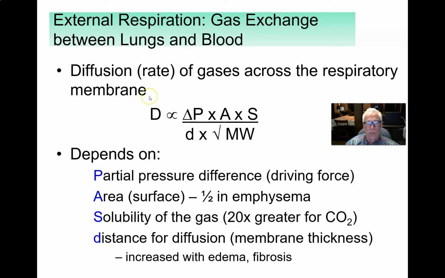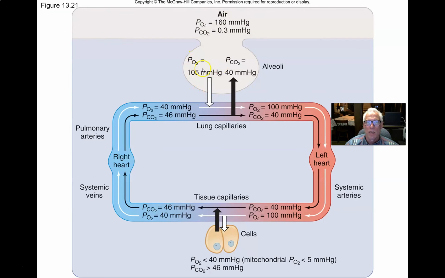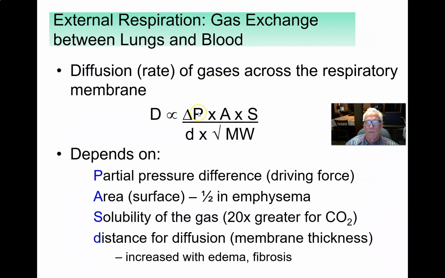So the rate of diffusion, volume of gas per unit time, depends on the driving force, the difference in pressure. What's the difference in pressure between the alveolus, 105 millimeters, and in here, only 40 millimeters of mercury partial pressure of oxygen? The difference is 60 or so, 65 millimeters of mercury. That's the delta P, the driving force. Big difference in partial pressure.